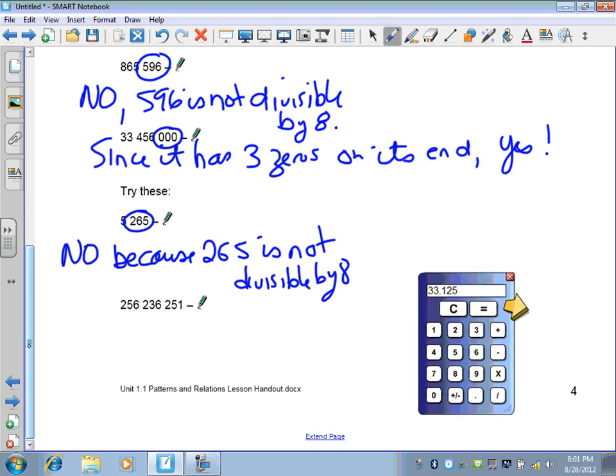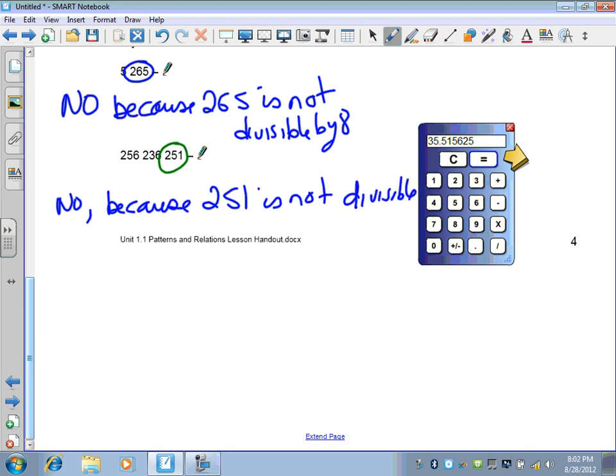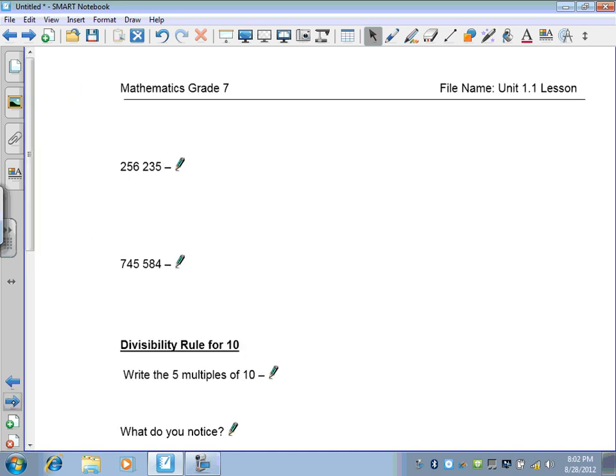Now I've got to check 251. So on my calculator, 251, divide that by 8. It comes out to be, oh, look, there's a big decimal there. So the answer to this one is also no. And the reason is because 251 is not divisible by 8. Now, you're only allowed to use your calculator for the 8. You cannot use your calculator for 2, 4, 5, or any of the other ones. Only for the 8.